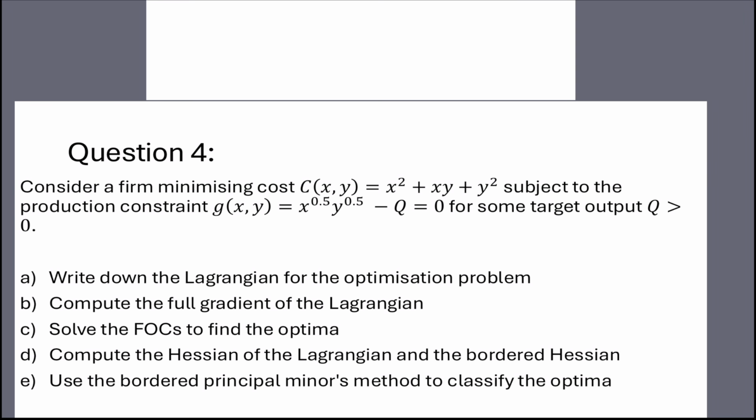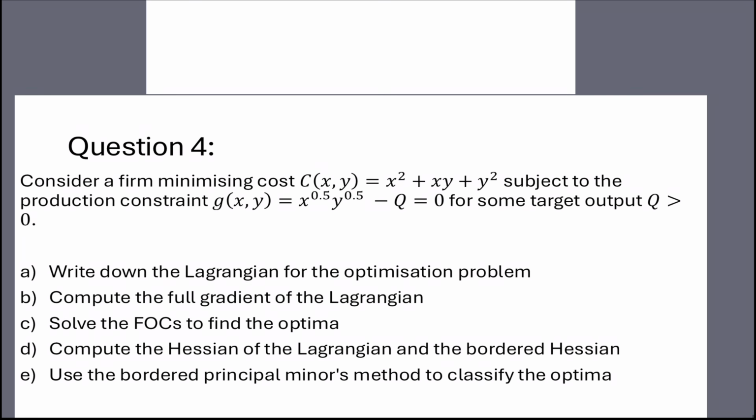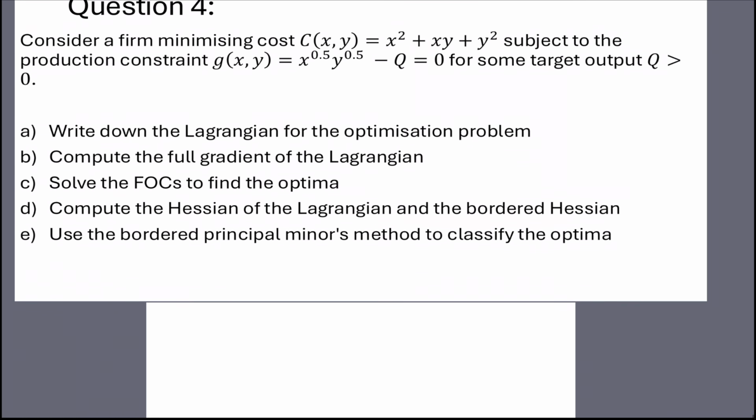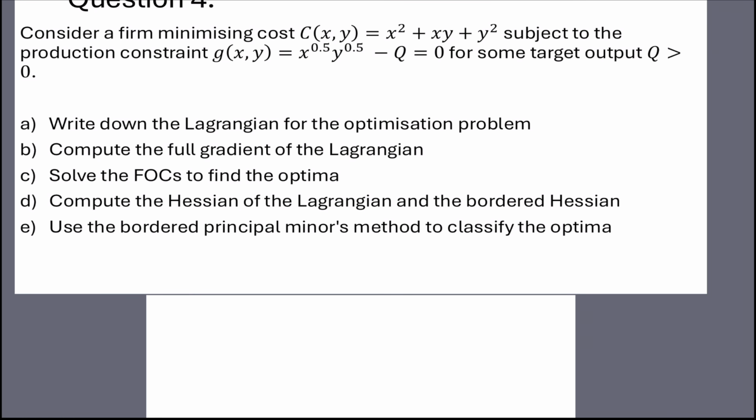Consider minimizing cost, where the cost function is equal to x squared plus xy plus y squared, subject to the production constraint, which is a function of x and y, equal to x to the power of 0.5, y to the power of 0.5 minus q, which is equal to 0 for some target output Q, which is greater than 0. Write down the Lagrangian for the optimization problem. Compute the full gradient of the Lagrangian, solve the first order conditions to find the optima. Compute the Hessian of the Lagrangian and bordered Hessian. Use the bordered principal minor method to classify the optima.